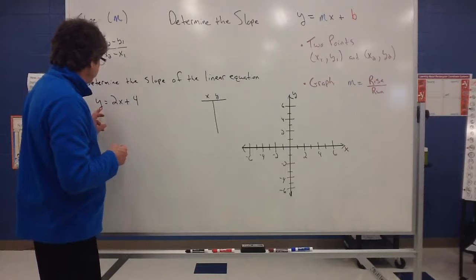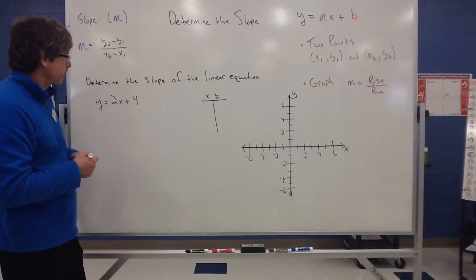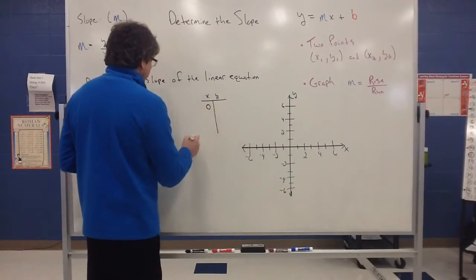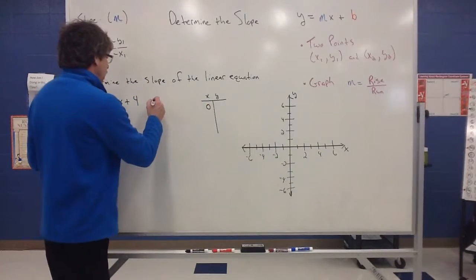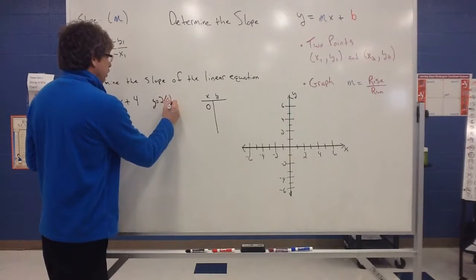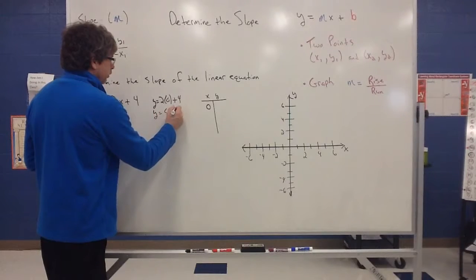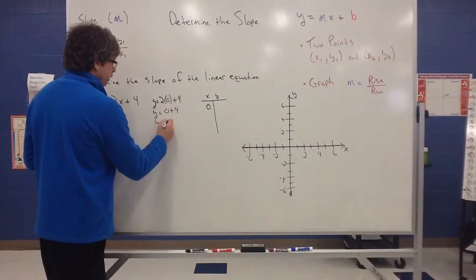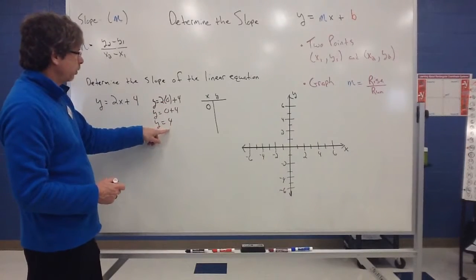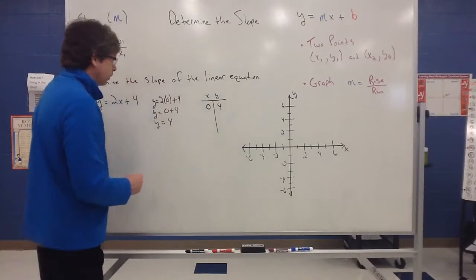And when it's in this form, what we do is pick values for x and we solve for y. So I can pick x to be 0. That's always a good choice. And I have then y equals 2 times 0 plus 4. So y would equal 0 plus 4. Therefore y would equal 4. So if x is 0, y has to be 4 to make that a true statement. So that's an ordered pair.